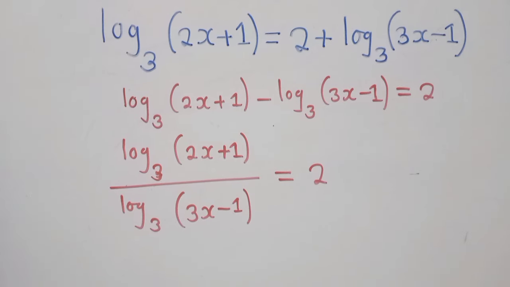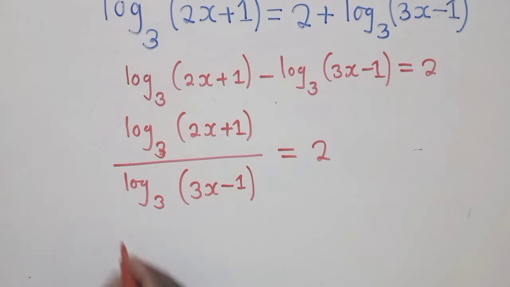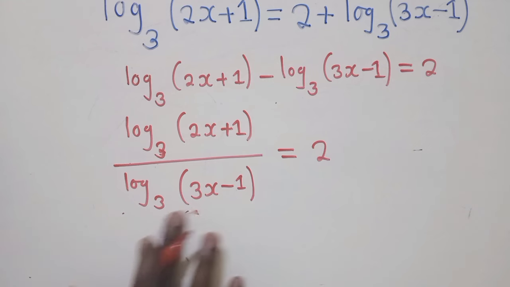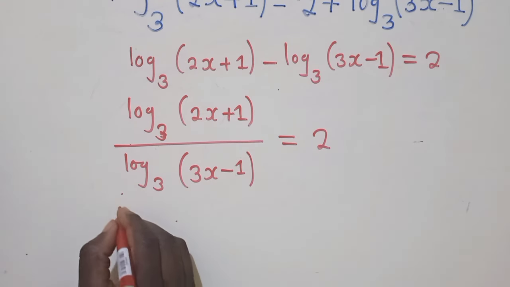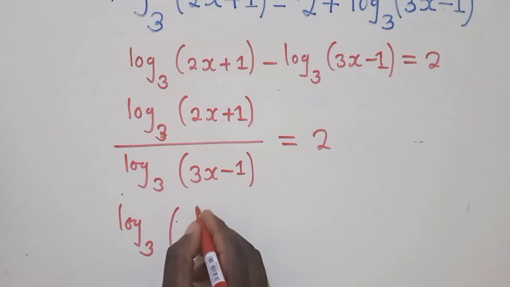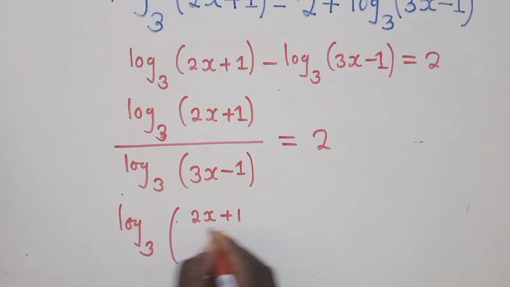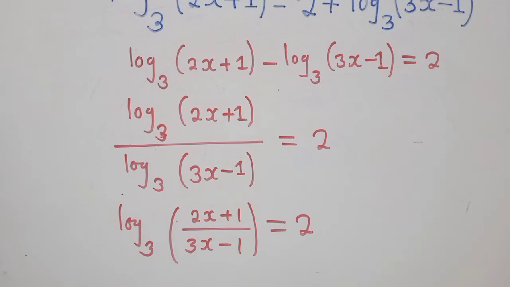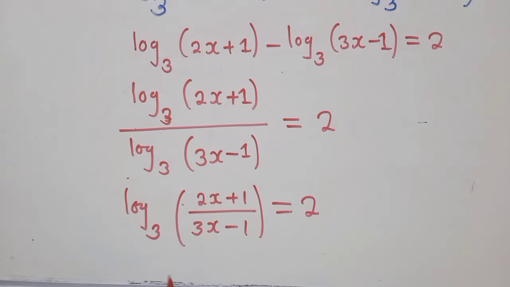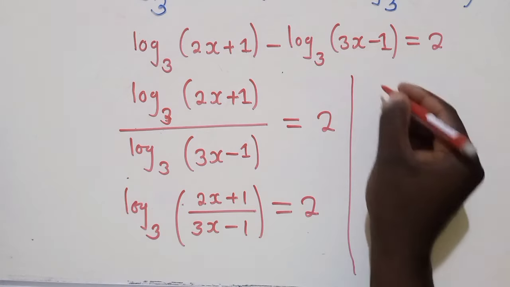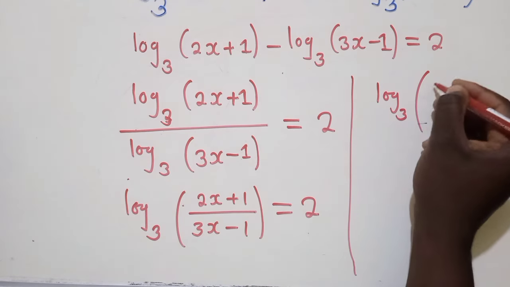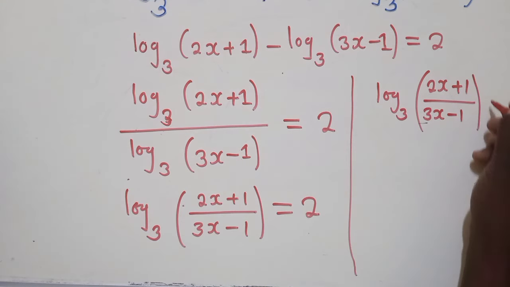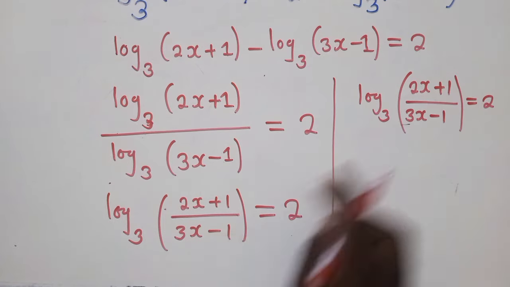Okay. So once we see that we have applied that property, we can now say log base 3 of, let me create some more space. So here it will be like this. Log base 3 of 2x plus 1 over 3x minus 1 is equal to 2. Okay, so now here, look very carefully. When we reach this point, let me copy it here. Log base 3 of 2x plus 1 over 3x minus 1 is equal to what? It's equal to 2.